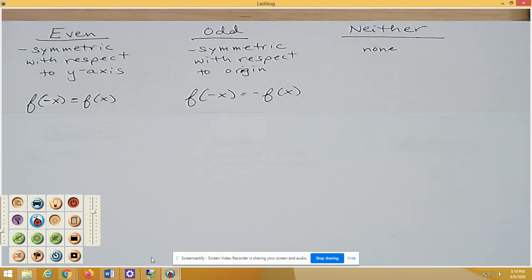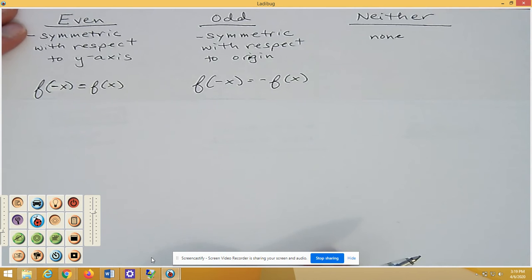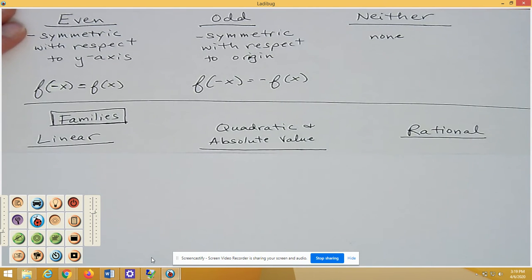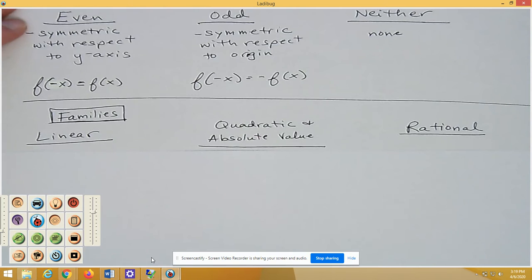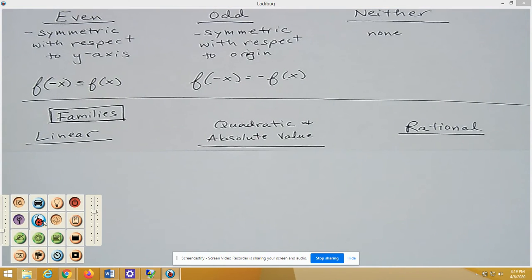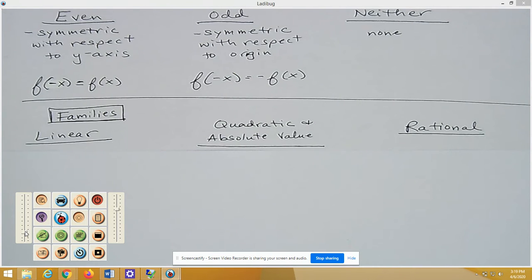I wanted to review some basic families with you. Ideally, this would be great for a group activity in a classroom setting, but we're not able to do that right now, so we're just going to make do with what we can. Some basic families that you're familiar with are linear, quadratic, and rational. And then there are a couple other families that we're going to look at after that as well.